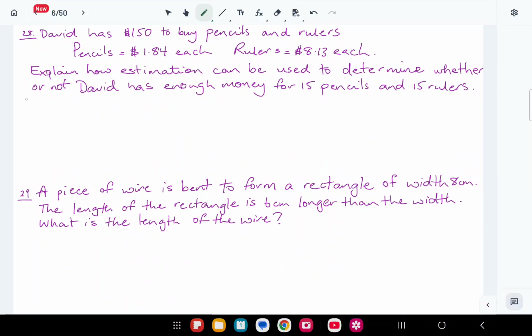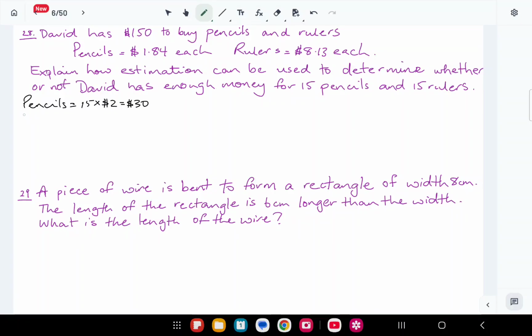So let's calculate the total cost first. The pencils: we know it's $1.84. What we could do here is round up the cost of each pencil to $2, because it crossed 50 cents, so you go to the nearest dollar, which is $2. So it's 15 multiplied by $2, which is equal to $30.